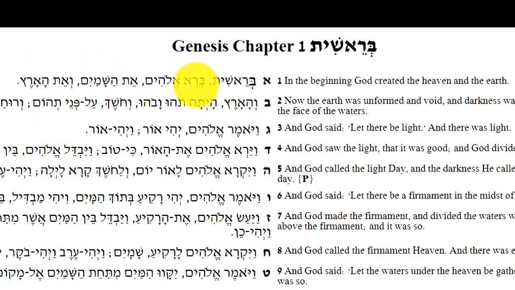So bara is creation, to create. Elohim is the name of God. Hashemayim is sky or heavens. And aretz is land or earth. The word et is also interesting because it comes up a lot. It doesn't really have a direct translation, but the closest translation that you'll probably have in English is the. Although the ha in front of Shemayim is also the. But that would be the closest word.